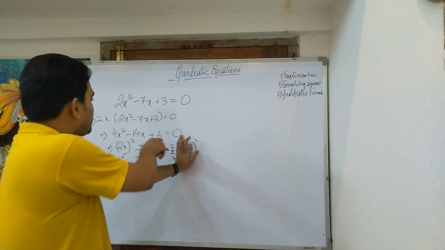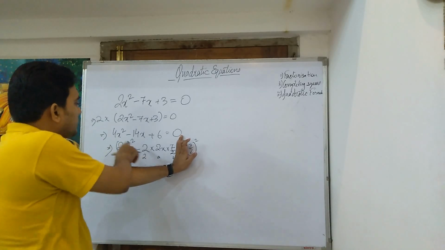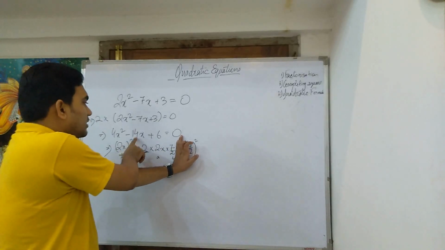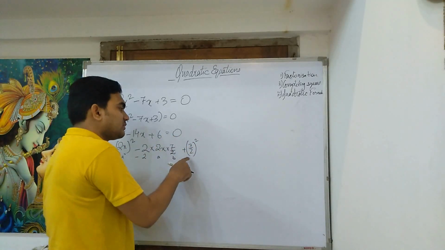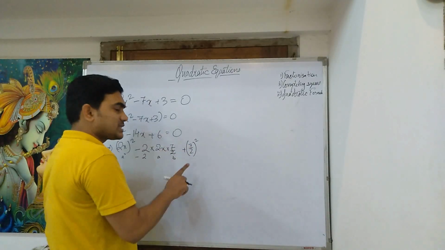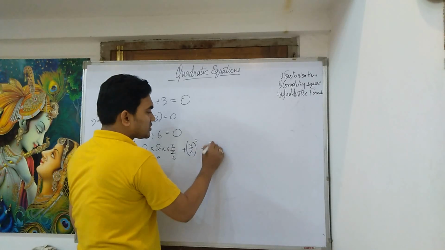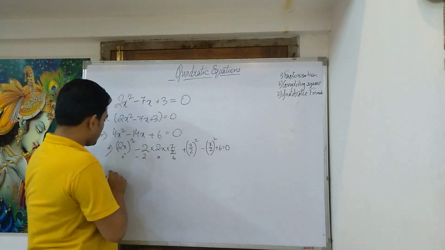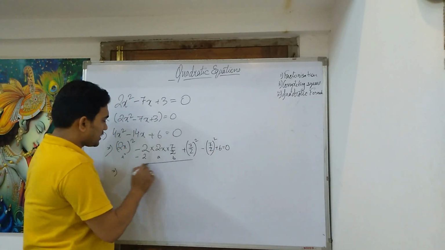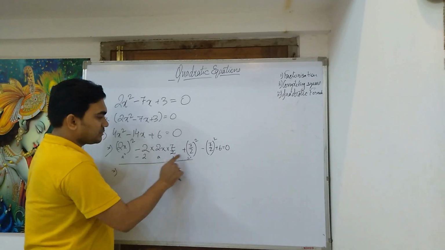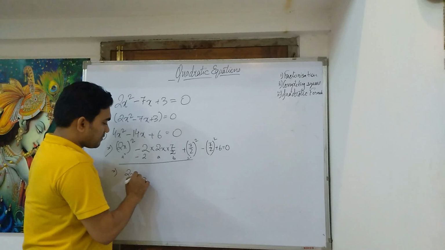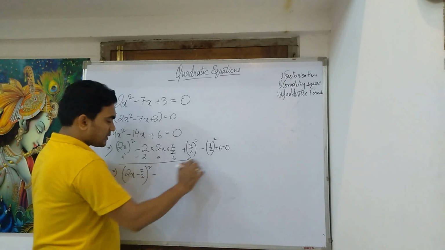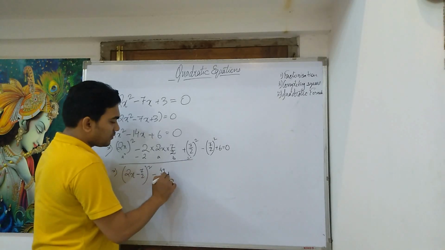Up to this much it was balanced. 2x whole square, it was 4x square, minus 2 into 2x into 7 by 2, this sums out to be 14x. But I have now introduced a new term, 7 by 2 whole square. So I have to balance this. I have to write minus of the same thing and the remaining part plus 6 equals 0. So what does this reduce to? This entire part reduces to a square minus 2ab plus b square. So 2x minus 7 by 2 whole square. Now this part, 49 by 4 plus 6 equals 0.